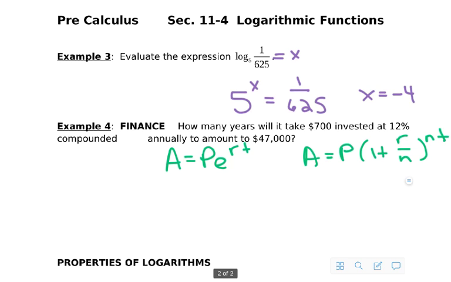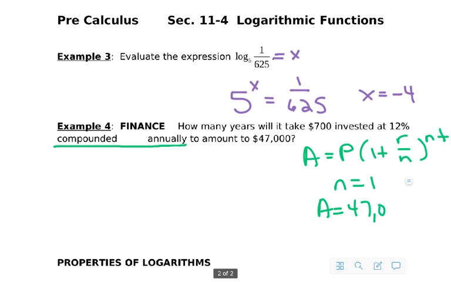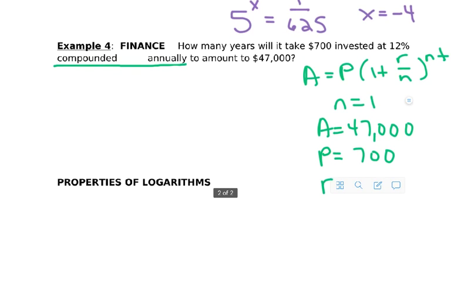So how do you know which one to pick? The key is in this phrase. Compounded annually means you have to use the second one, because the first one is only for continuous compounding. So if I'm compounding annually, I know n equals 1. I know the amount that I will equal at the end will be $47,000. I know that the initial investment is $700, and I know that the rate is 12% or 0.12. What I don't know is the time.